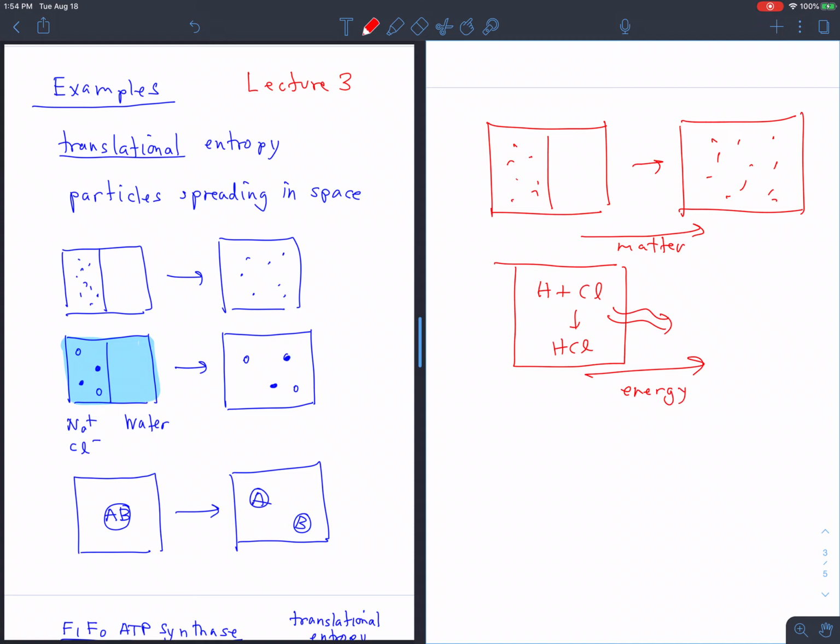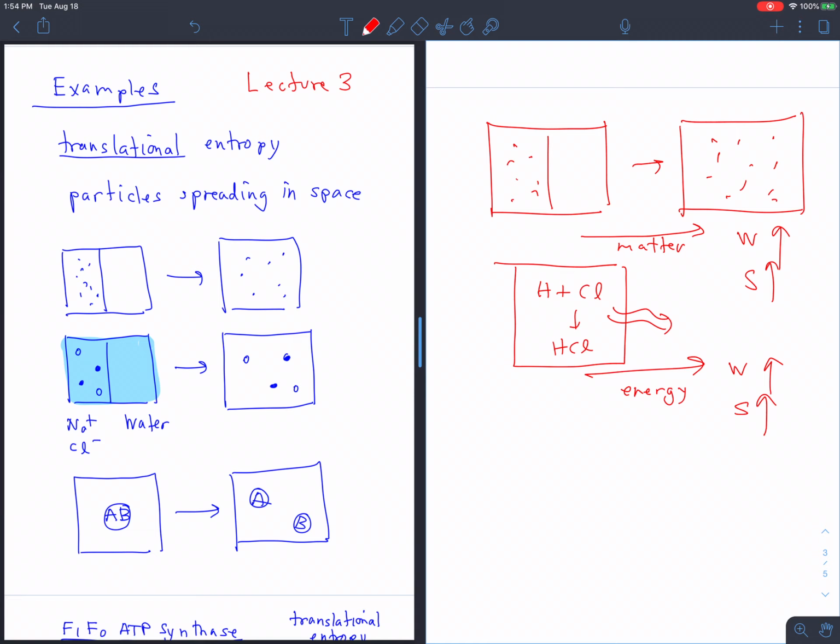And in both cases, the number of microstates available to the system plus the number of microstates available overall to both system and surroundings increases, and therefore the entropy increases, and therefore the statistics drive a spontaneous, irreversible process.